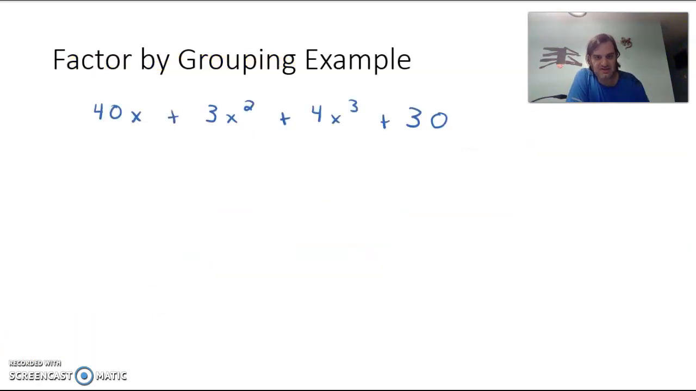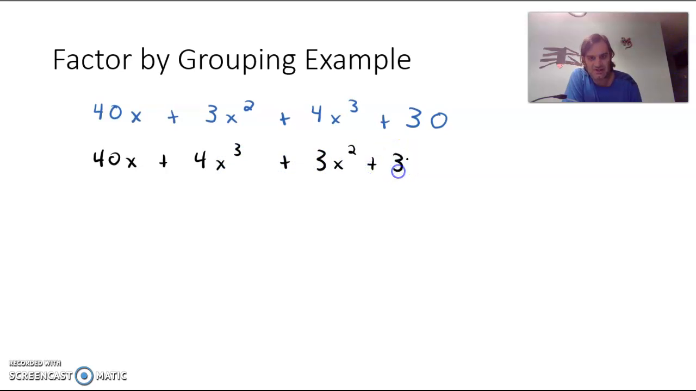Okay, another example. This one you might have a hard time figuring out alternate ways to do it. But this one is 40x plus 3x squared plus 4x cubed plus 30. Now, these things can be a little tricky, but just because you see things written down, you don't have to group them the way they are presented to you. So I'm going to rearrange some things. I'm going to put the 40x and make it plus 4x cubed. And then I'm going to take the other two terms, plus 3x squared plus 30. Okay? And I'm going to group them in that order. They don't have to be groups of 2, but that's what we're working with here.